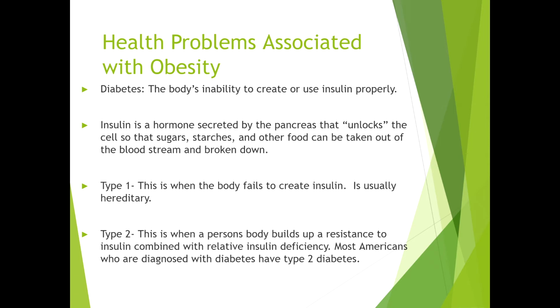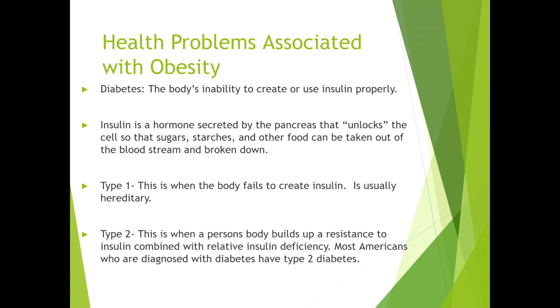Diabetes is one of the number one things that correlates with obesity. So the body's ability to create and use insulin properly, that's what we talk about when we talk about diabetes. Insulin is a hormone that's secreted by the pancreas that unlocks the cell so that sugar and starches and other foods can be taken out of the bloodstream and broken down and stored.